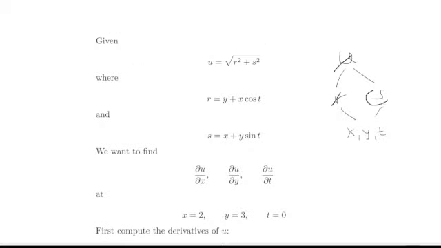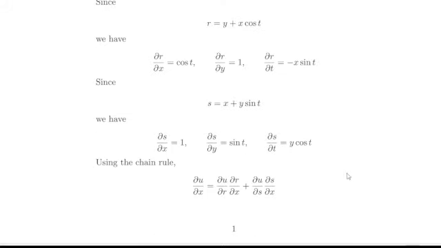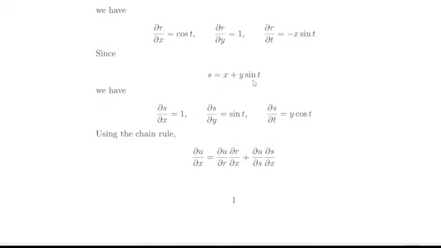So now we move on to s. So we do s with x, y, and t. So s is x plus y sine t. So the partial of s with respect to x is 1. Partial of s with respect to y is sine t. Partial s with respect to t is y cosine t.